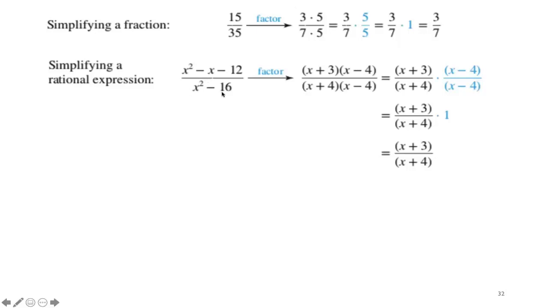You factor the top and bottom. So for example, the top is x plus 3 times x minus 4, and the bottom is x plus 4 times x minus 4. The x minus 4 can be cancelled, just like the 5 can be cancelled. Then we have a simplified expression.